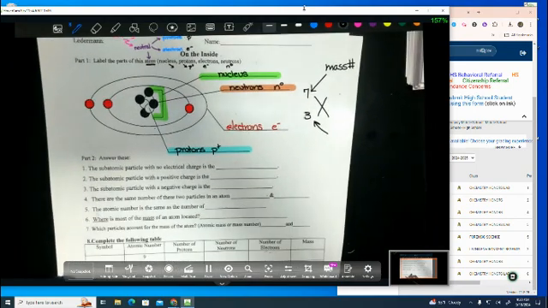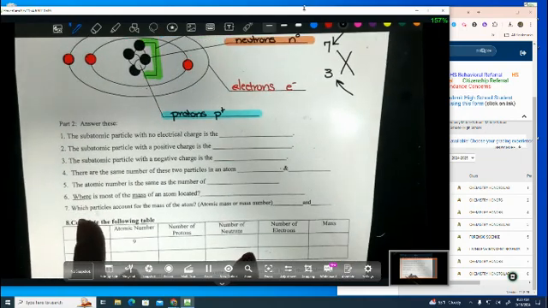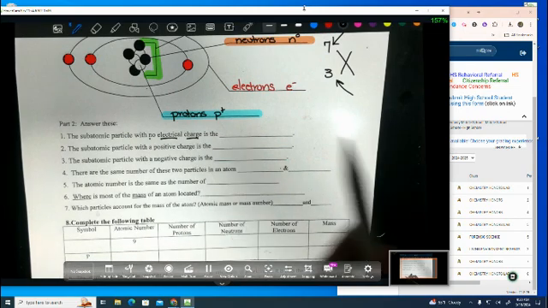If I called on you, try to call on everybody at least once. Anna, you awake back there? Okay, you're up next. Ready? Okay. The subatomic particle with no electrical charge. What is that called?